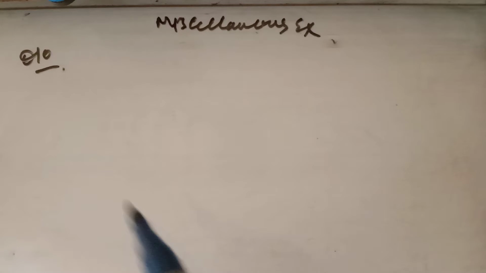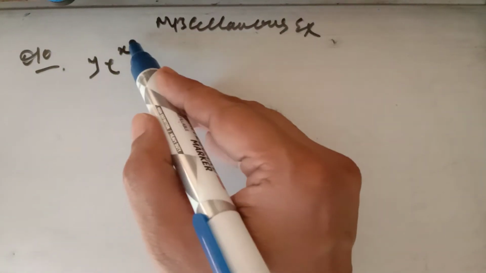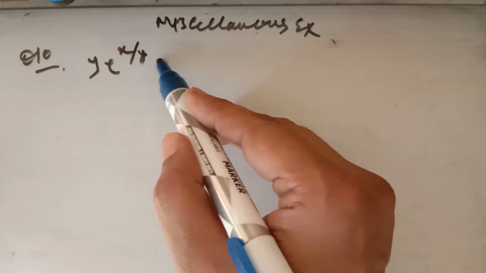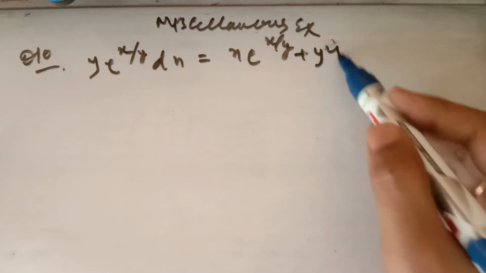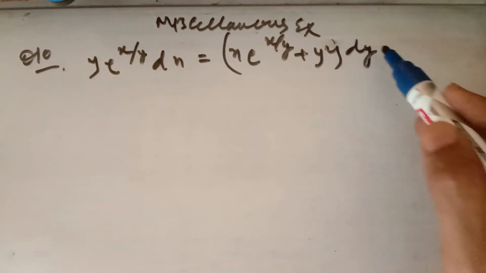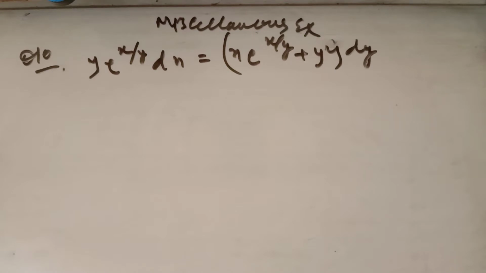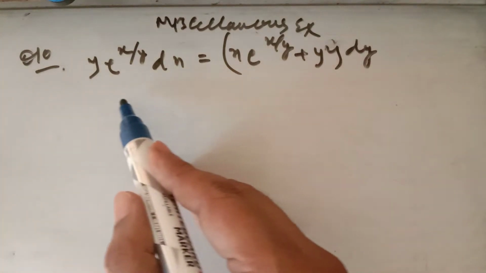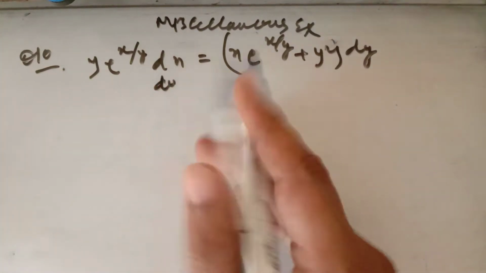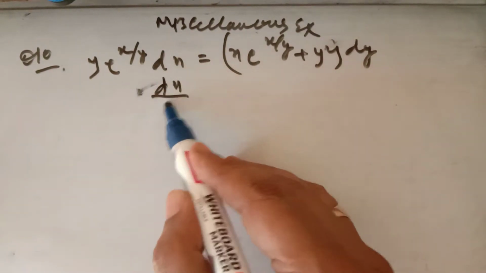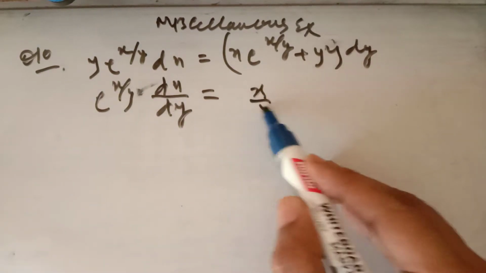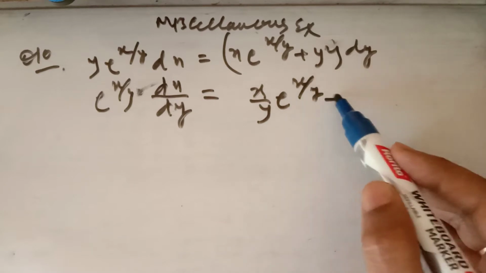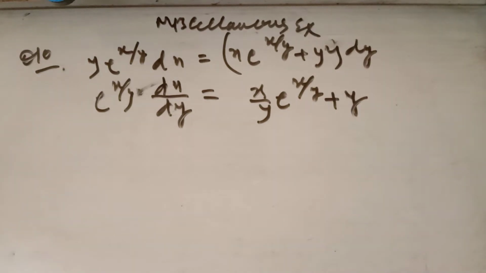Now, in question number 10, you have to solve this differential equation: y e^(x/y) dx = (x e^(x/y) + y^2) dy, where y is not equal to 0. If you arrange it very carefully, you get e^(x/y) dx/dy = (x/y) e^(x/y) + y.